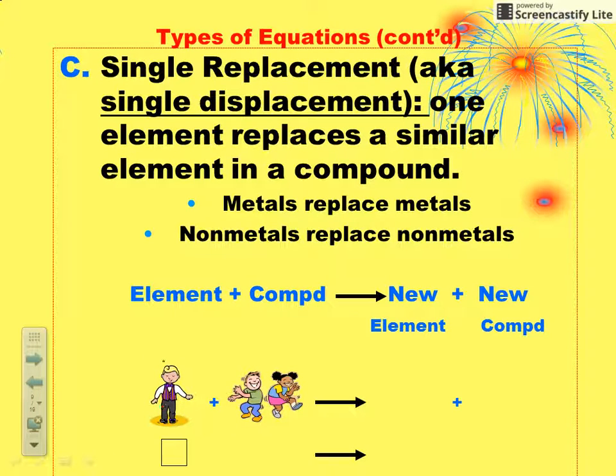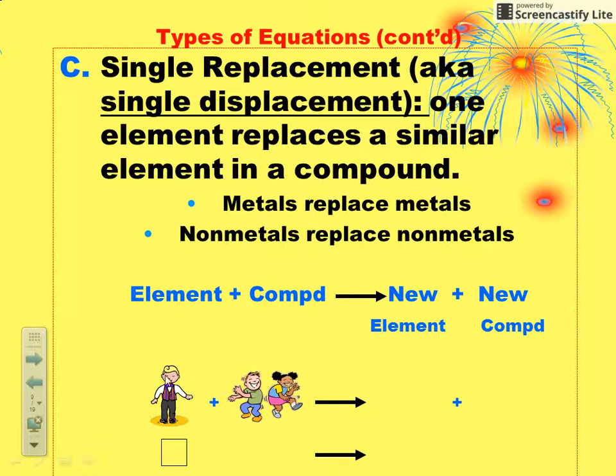It could be a girl by itself, but in this case I have a picture of a boy coming along. And here you see my couple. They're my compound. The couple, boy-girl couple, is my ionic compound. Now, metals replace metals, nonmetals replace nonmetals. So one thing's fixing to get replaced.